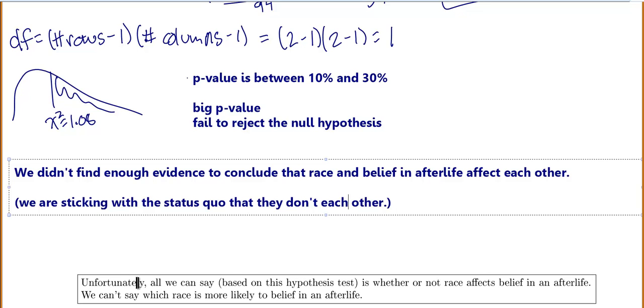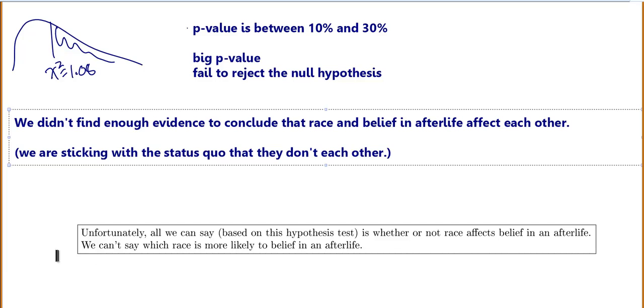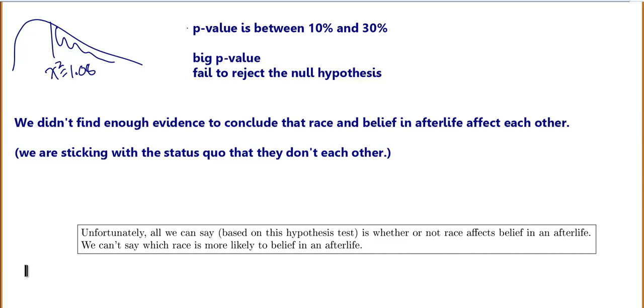Now there is a note here that unfortunately all we can say based on this hypothesis test is whether or not race affects belief in afterlife. We couldn't actually say which race is more likely to believe in an afterlife. Now this doesn't matter in this situation because they don't affect each other anyways. So not important here since they don't affect each other anyways.